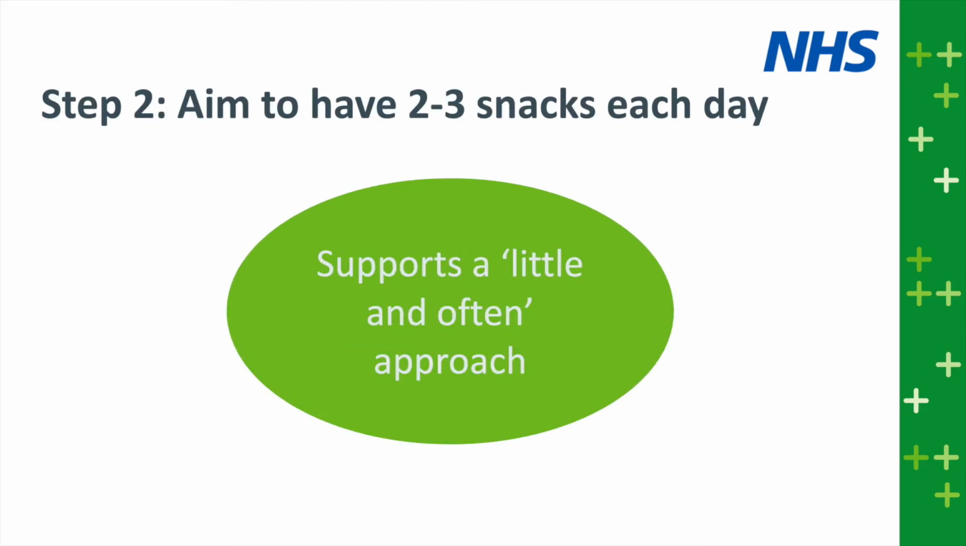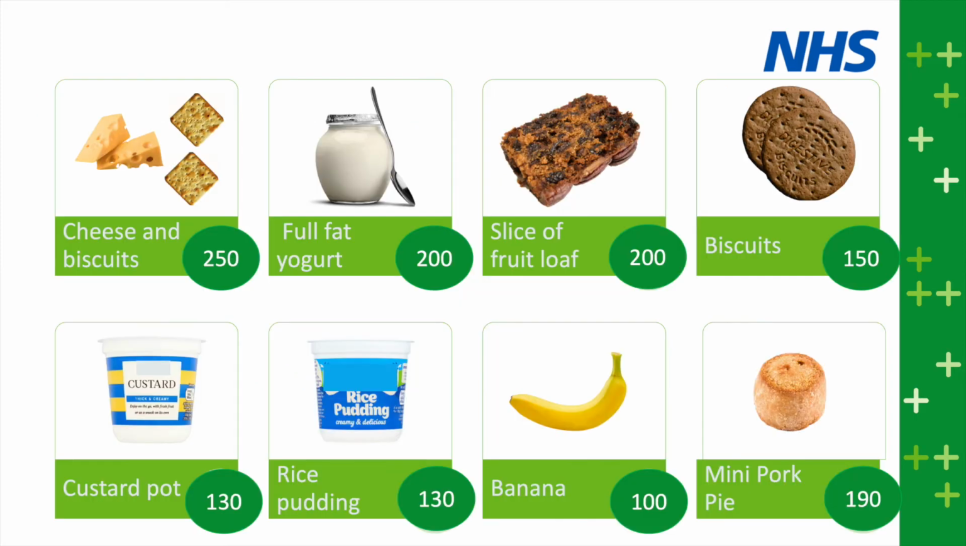So, step two is aiming to have 2 to 3 snacks each day. This supports a little and often approach, which may suit some people, and particularly those who may have increased requirements. These are a number of snacks which may be available to you, which can provide you with extra nutrition. For example, we've got cheese and biscuits, full fat, thick and creamy yogurts, a slice of fruit loaf or malt loaf, biscuits, mini pork pies, bananas, rice puddings, and custard pots. And these numbers here just show you the rough calorie content of each of those snacks.